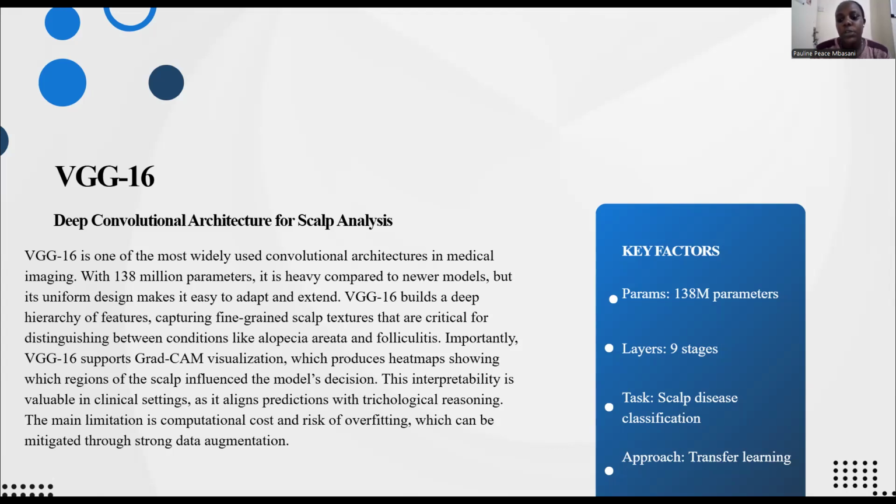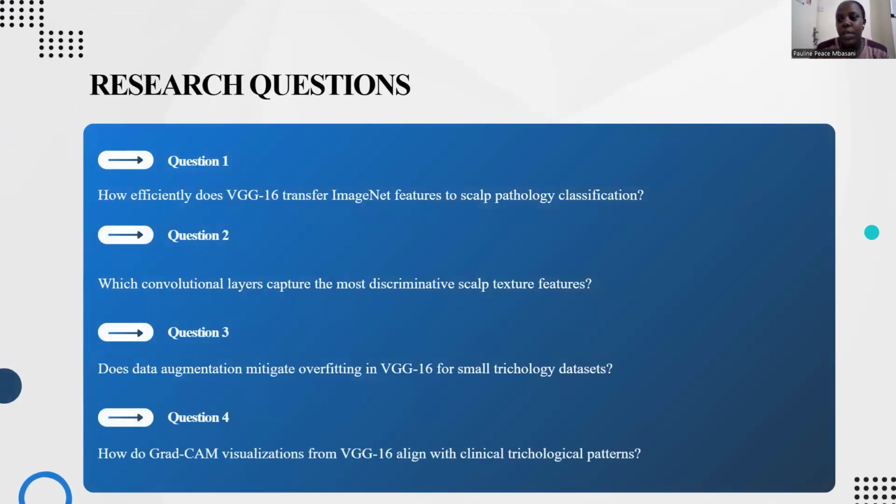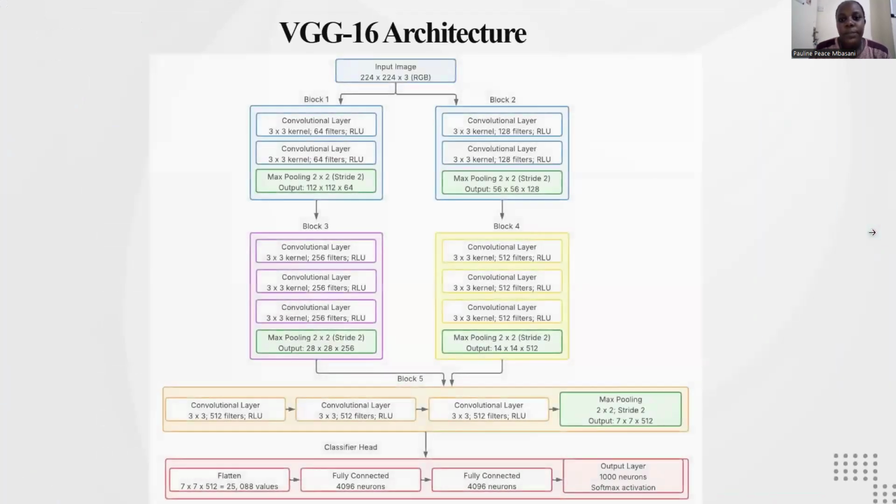This model has 138 million parameters. It has 9 stages. Then in the next slide, there are research questions that also guided the key areas we looked at while training this model. Then this is the architecture for the VGG-16 model.